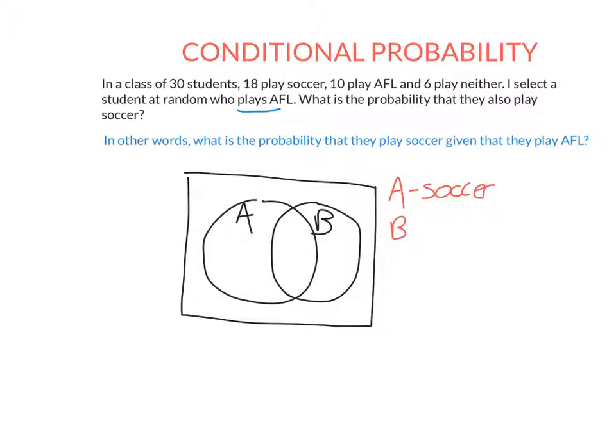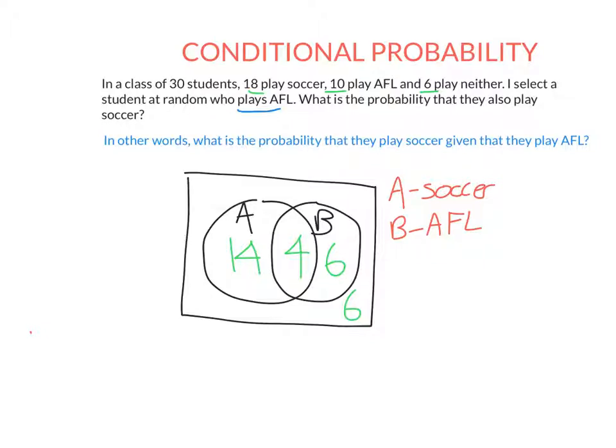Just like we did in previous lessons, we figure out what 10 plus 18 plus 6 is. That's 34. We've overcounted 4, so 4 go in the middle. There's already 4 in the soccer circle. I need 14 more to make 18. Similarly, I need 6 more in the AFL circle, and then there's 6 who play neither.